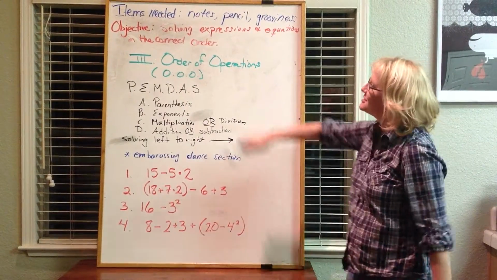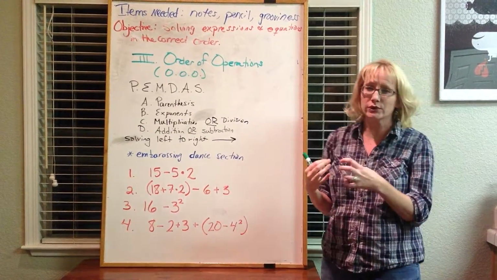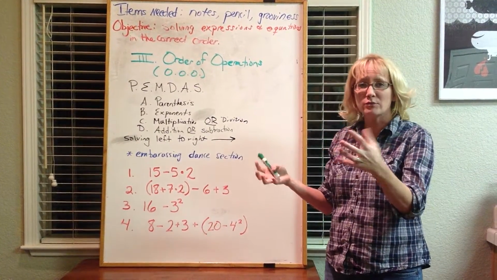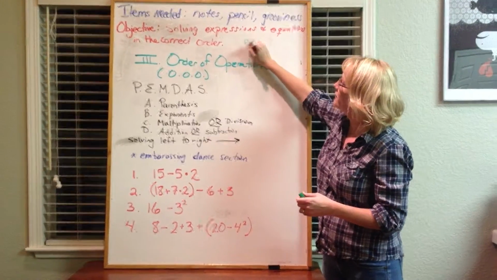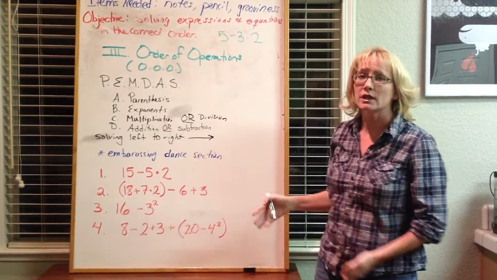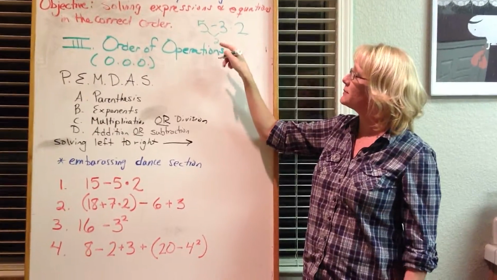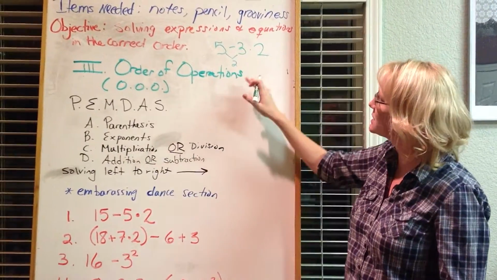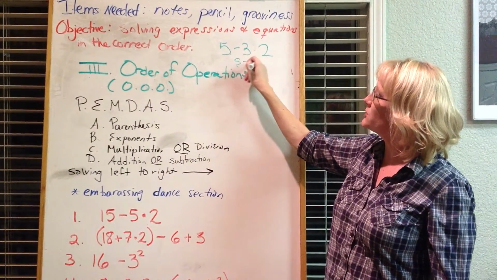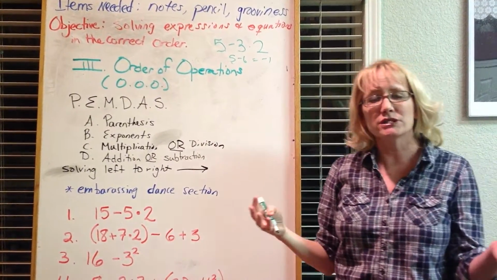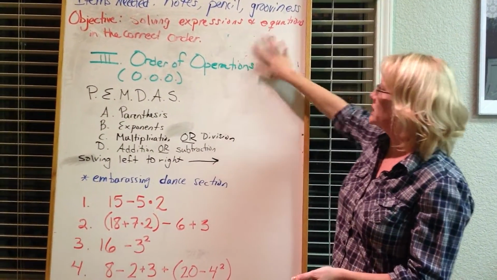Here we go. So our objective, or our goal, is that you can solve expressions and equations in the correct order. Math, like with everything, you have to go in a particular order or you get the problems wrong. Example, if I had 5 minus 3 times 2, and I just moved left to right, 5 minus 3 is 2, and 2 times 2 is 4. But that's not the right order. Really, it should be negative 3 times 2, which is negative 6, and we should get negative 1 as our answer. It's 2 different answers. It matters how you solve the problem, so you have to make sure you solve things correctly.